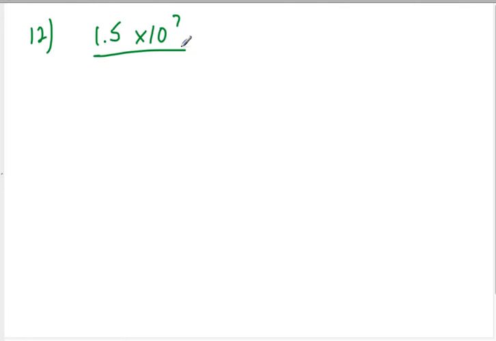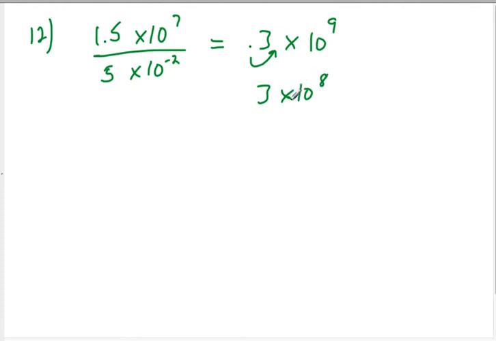over 5 times 10 to the negative 2. All right. 1.5 divided by 5. Well, that's like 15 divided by 5, but with a decimal, so it's 0.3 times 10 to the 7 minus negative 2, so 7 plus 2. And then we have to move this, make it bigger, so we have to make that smaller. 3 times 10 to the 8th will be the final answer.